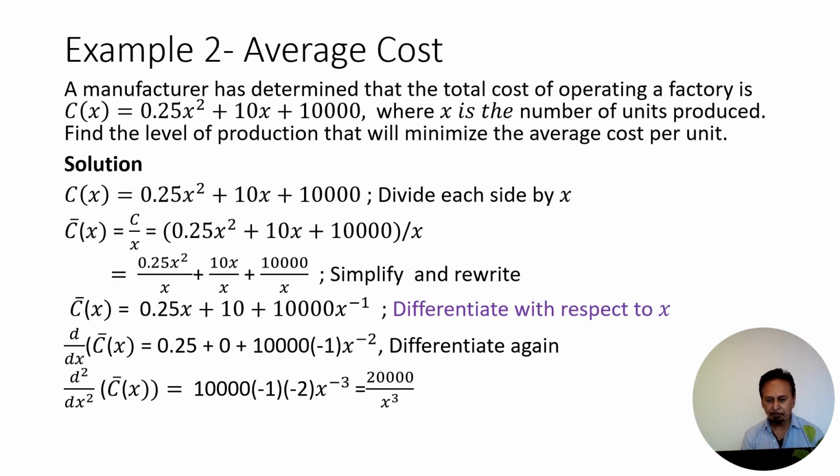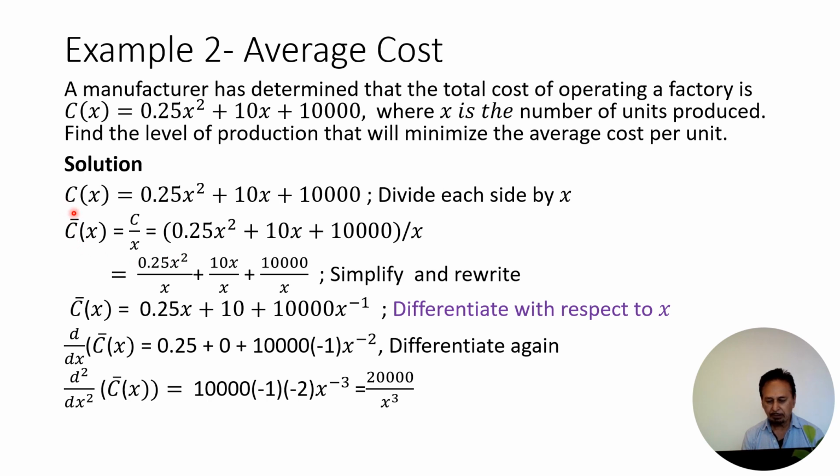So here is example 2. A manufacturer has determined that the total cost of operating a factory is C of x equals 0.25x squared plus 10x plus 10,000, where x is the number of units produced. So find the level of production that will minimize the average cost per unit.